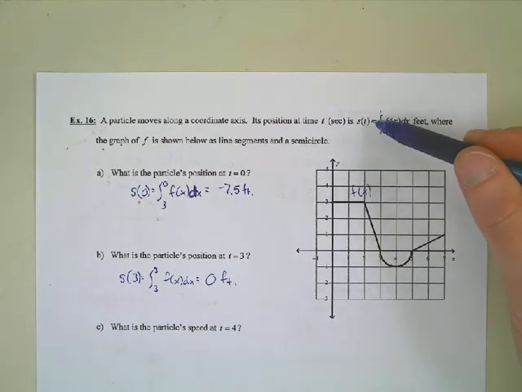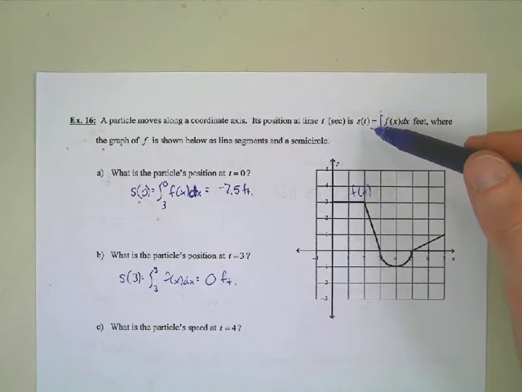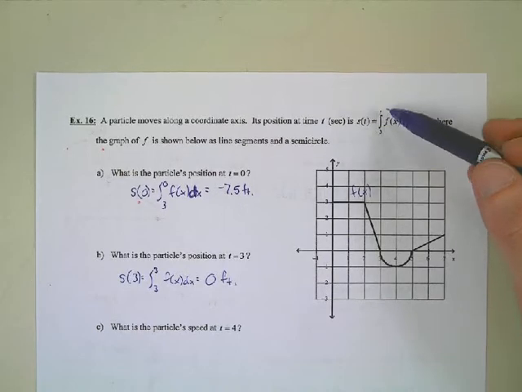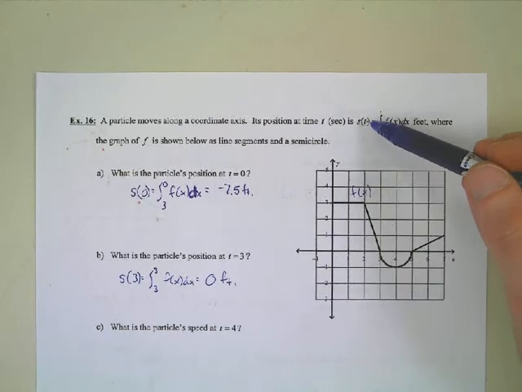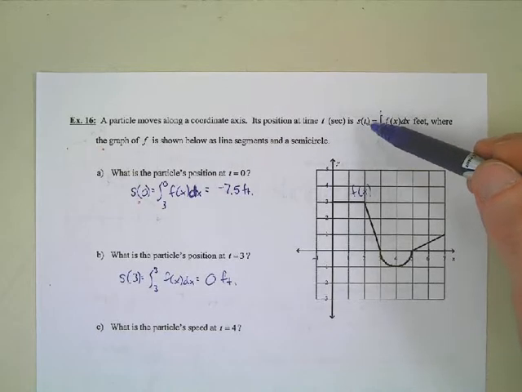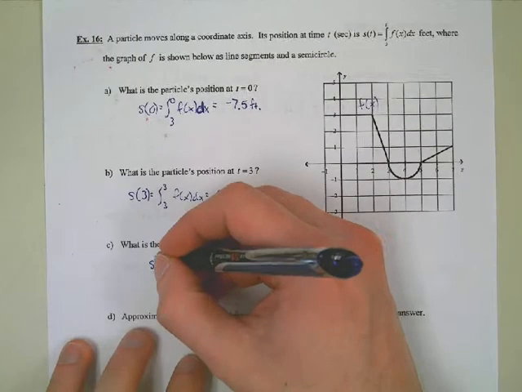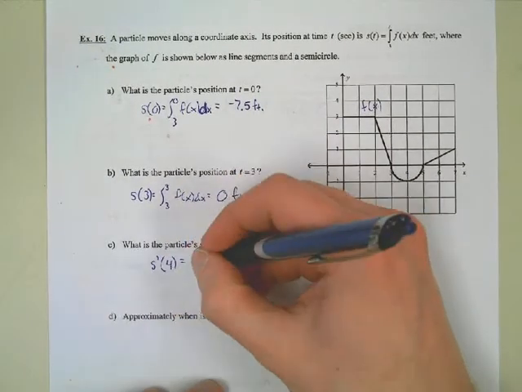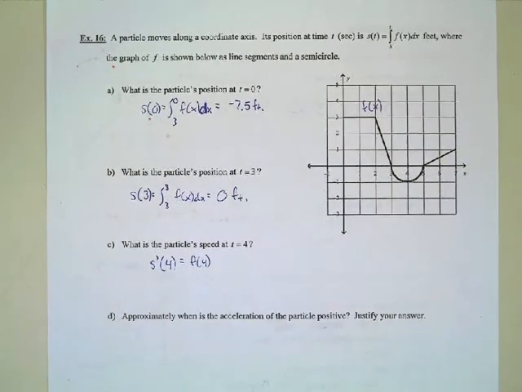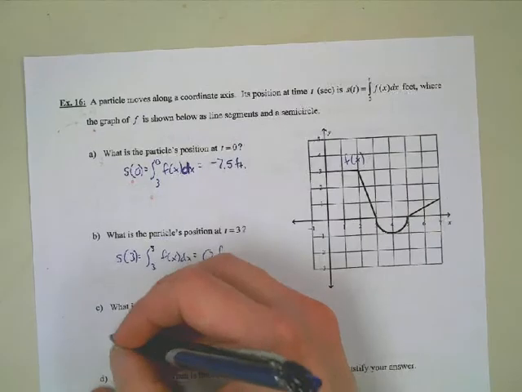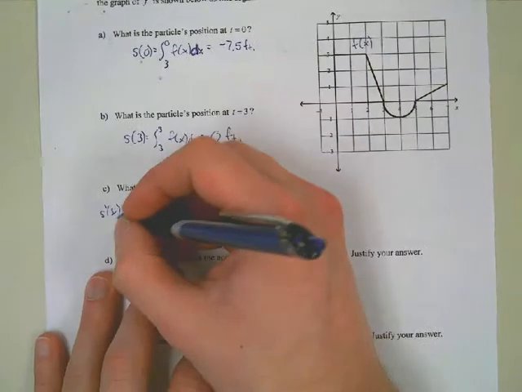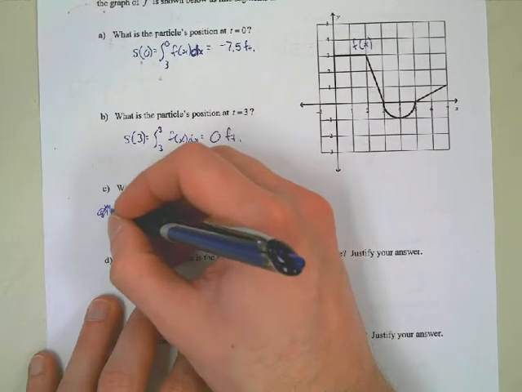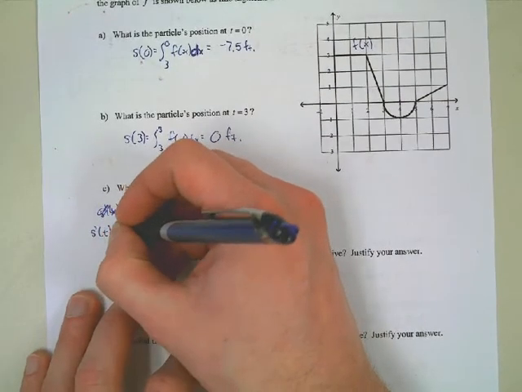Just the first derivative. The second derivative of a position gives me what? Acceleration, that's right. But we want the velocity, so I take the derivative of position. So I want to find s prime of 4, which is f of 4. S prime of t is equal to f of t. So that's the velocity.